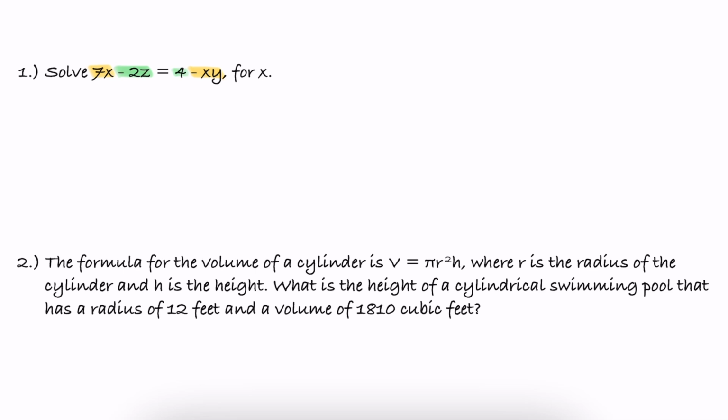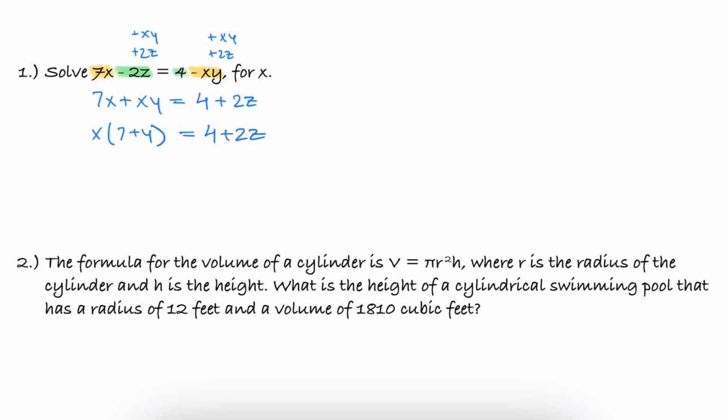So if I go ahead and do that, I'm going to have 7x plus xy, since we're bringing it to the other side, is equal to 4 plus 2z. So we're adding 2z here, and we're also adding xy on both sides, just to clarify. And now I'm going to factor out the x, so it'll be x times (7 plus y) is equal to the same thing, 4 plus 2z.